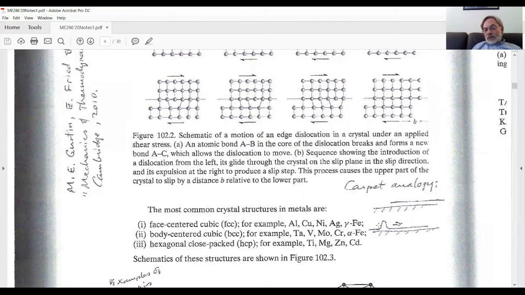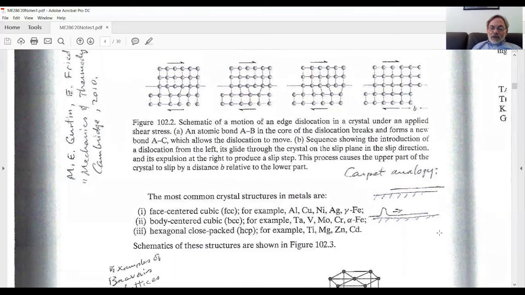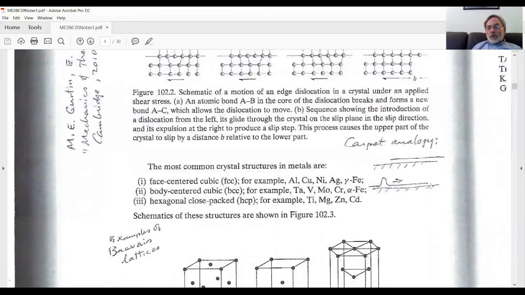So this mechanism requires, as you can imagine, intuitively, far less force or energy to achieve than trying to translate the entire carpet all at once. And this is the reason, essentially, why this plastic slip process happens through the translation of dislocations. It's an energetically favorable process, and it requires minimal energy or force to achieve.